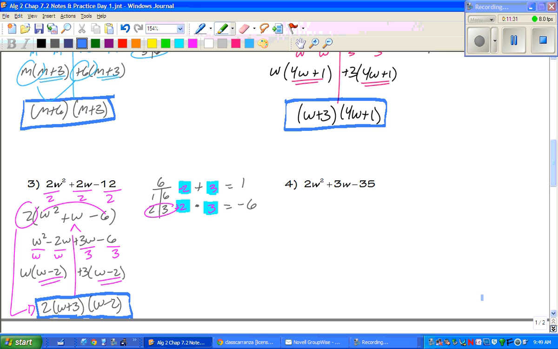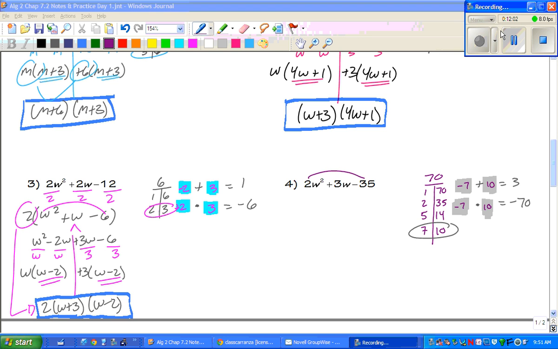Okay, number 4. All right, there's no GCF. So let's see if you guys can start doing factors of 70 and see if you can find a pair that add up to get to 3, and multiply to get to negative 70. Go ahead and pause the video and see how you do. Okay, you should have gotten negative 7 and positive 10.